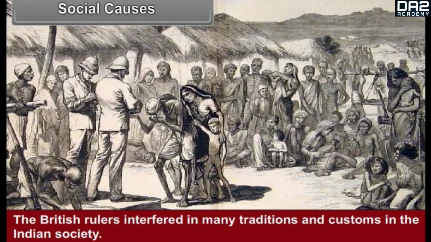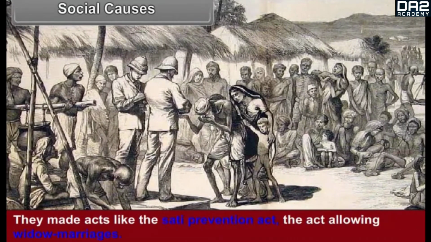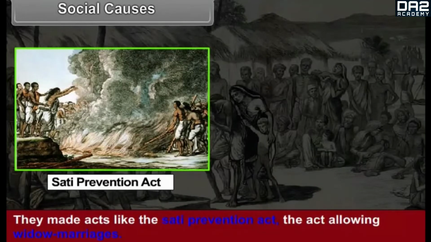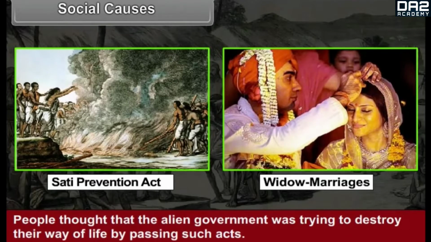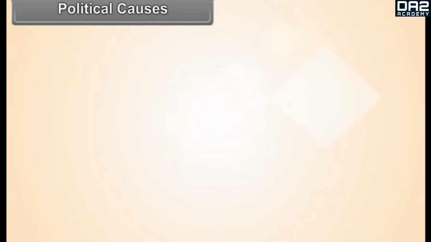Social causes. The British rulers interfered in many traditions and customs in the Indian society. They made acts like the Sati Prevention Act and the act allowing widow marriages. People thought that the alien government was trying to destroy their way of life by passing such acts. They resented it. Political causes.